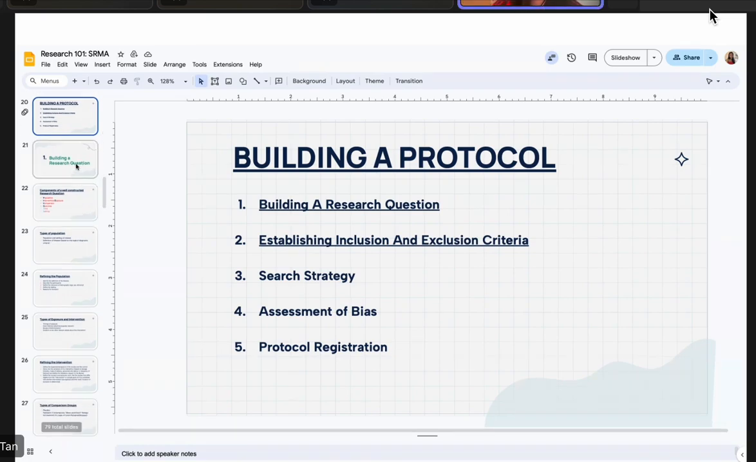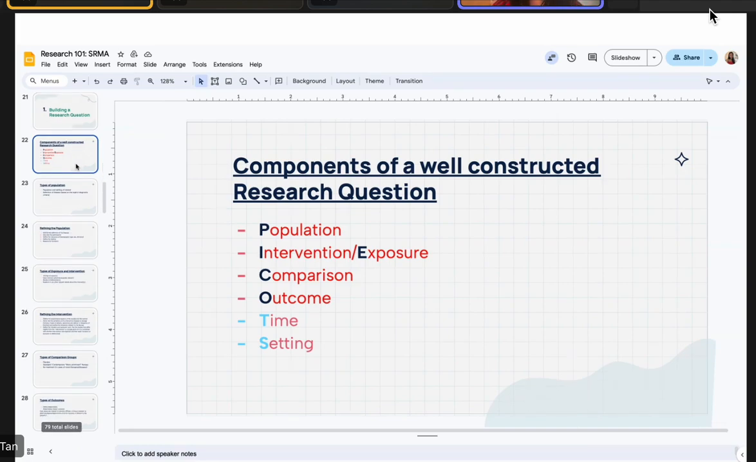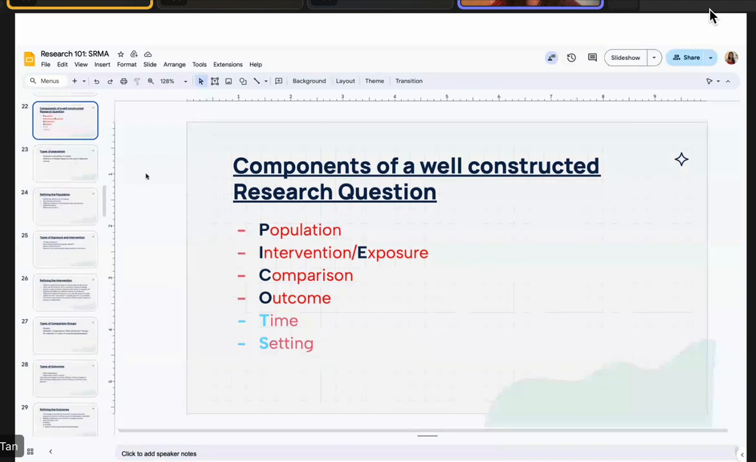Right, so first step is building research question. And so this is a recap. We've gone through this last time, but we'll just go through it again. Components of a well-constructed research question. You have your population, your intervention and exposure, and your comparison and your outcome. Sometimes you can have time and setting, but most times people don't usually have that. So population, for example, would be a patient with cancer. Intervention would be the drugs. Comparison, you could say, with no drugs or a placebo.